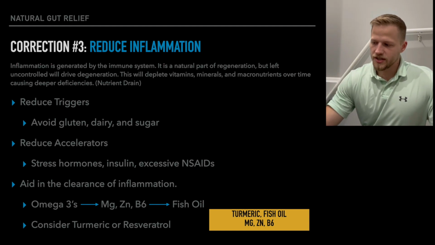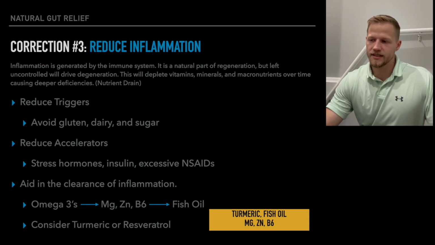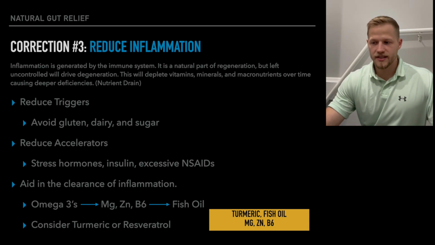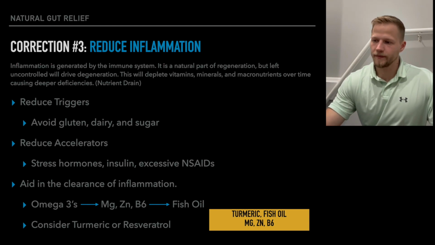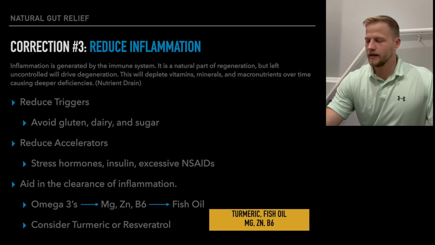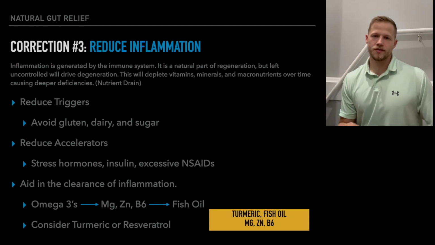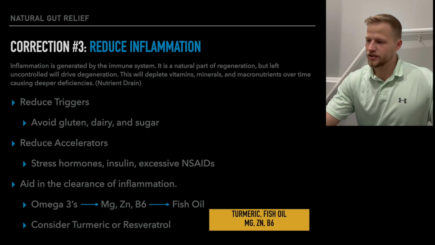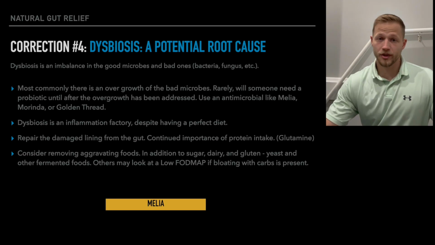So again, root cause issues: working on those nutrient drains, things that are running you down on nutrients, instead of just taking those nutrients. You can consider turmeric or resveratrol. If I'm going to pick one, I'm going to pick turmeric. Those basically help inhibit those interleukins so that you're not producing as much inflammation. Similar to berberine, actually.